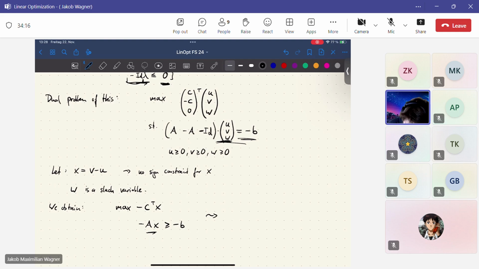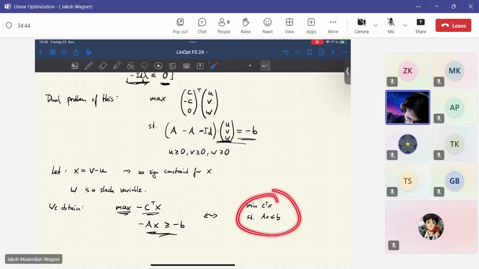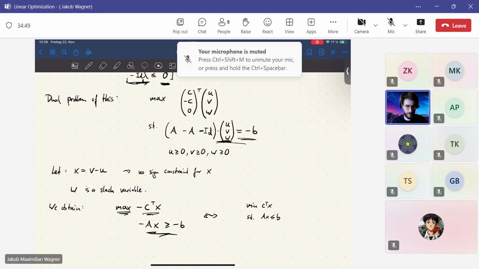And then we just switch the signs, so this becomes a lesser equal constraint, and we rewrite this maximization over minus c transpose x again as minimization, and so we get that minimize c transpose x subject to Ax lesser or equal than b is the double dual of itself, and so we see that taking the dual problem of the dual problem brings us back to our original problem. So we see that this relation works in both ways.